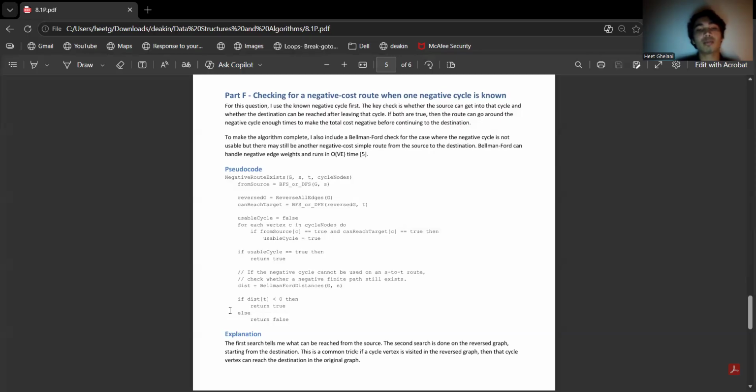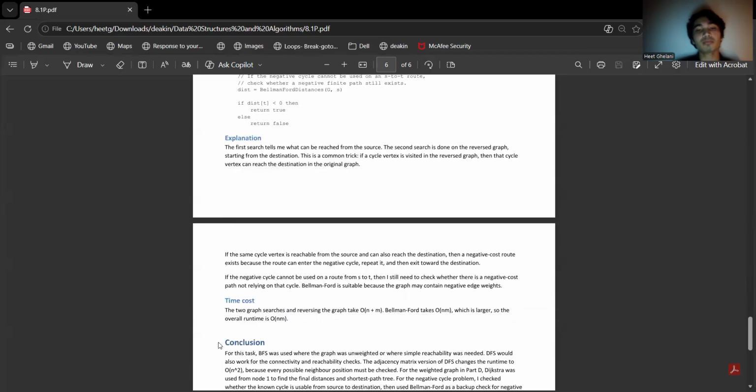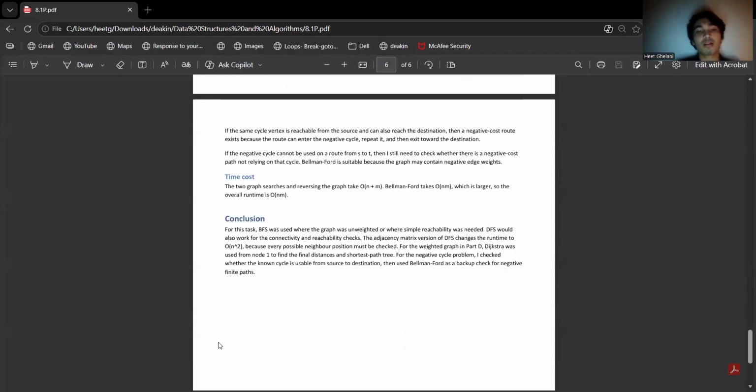If the cycle cannot be used, then I apply Bellman-Ford as a backup to check for other negative cost paths. Bellman-Ford is suitable because it can handle negative edge weights, and the total complexity becomes big O of n times m because Bellman-Ford dominates the runtime.